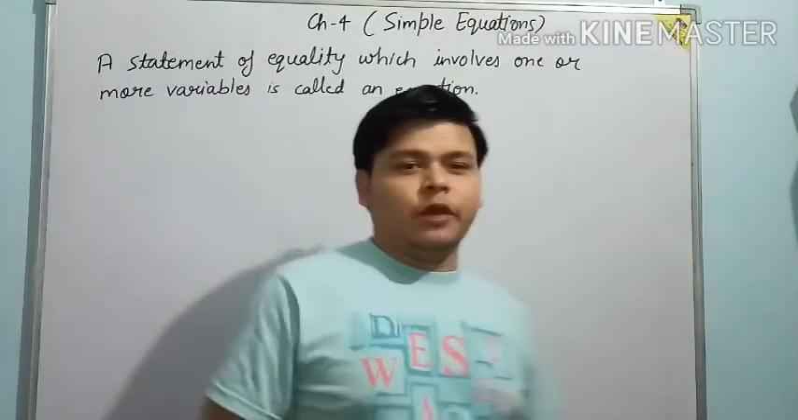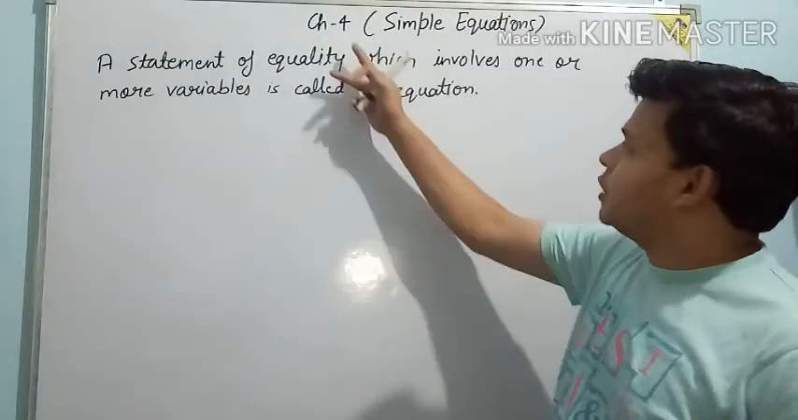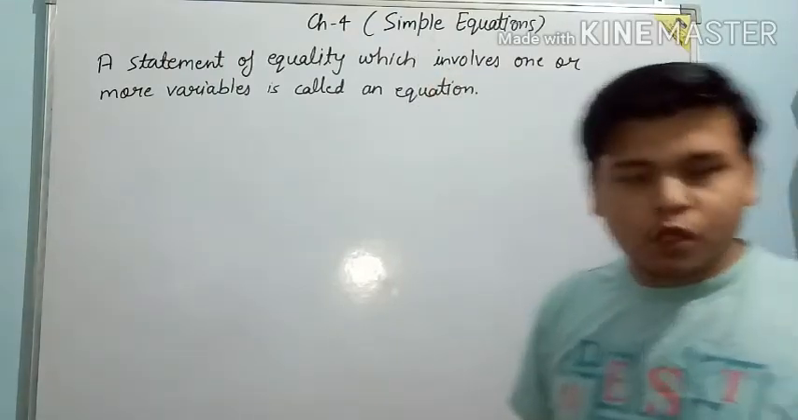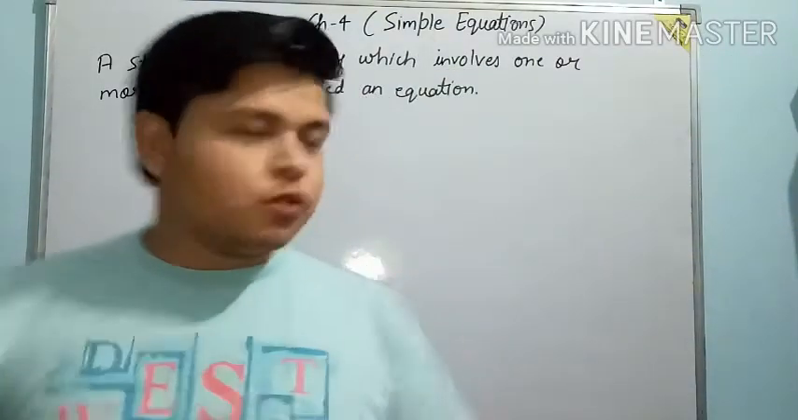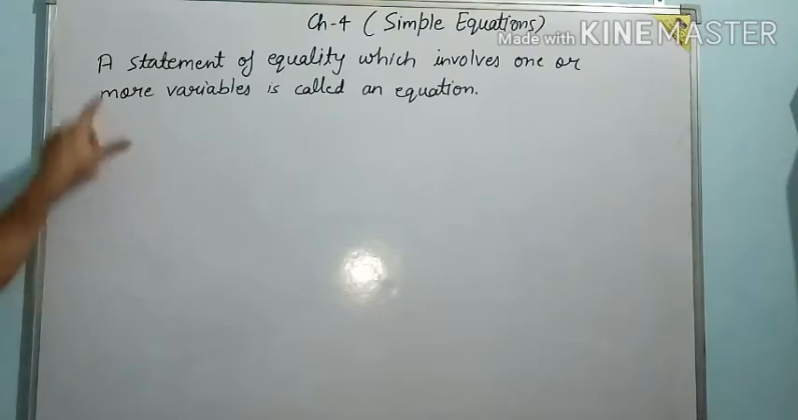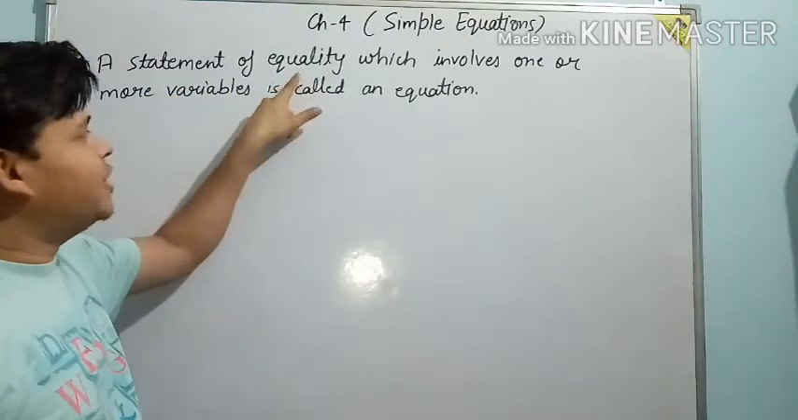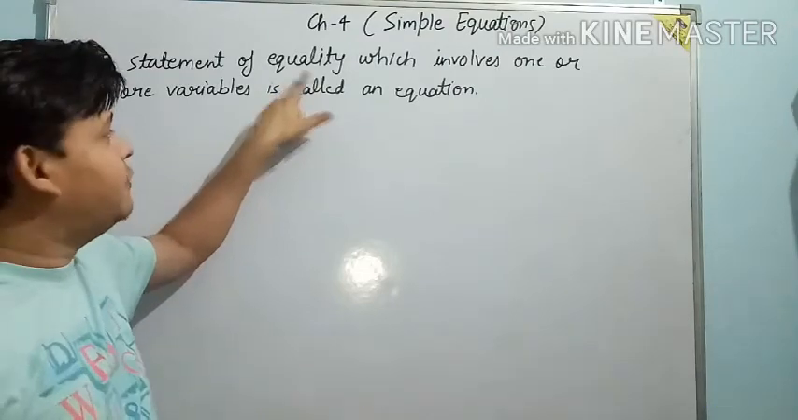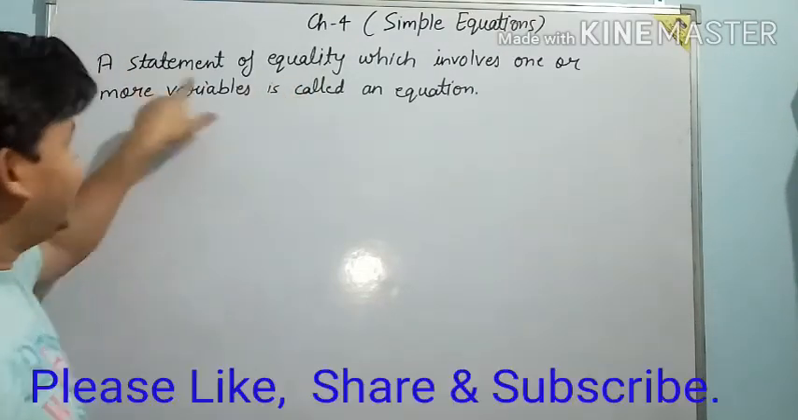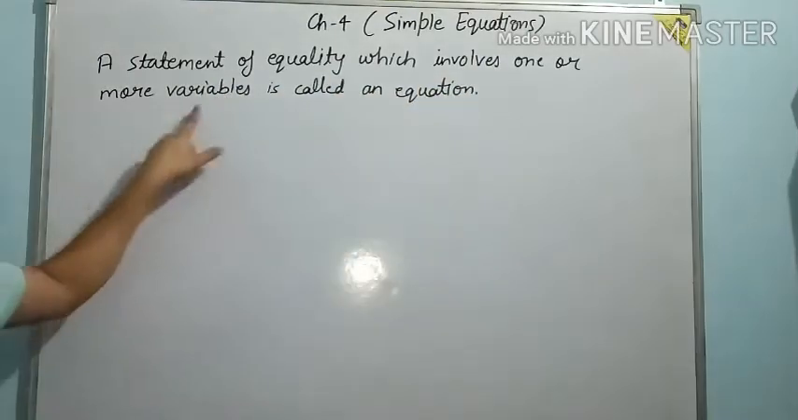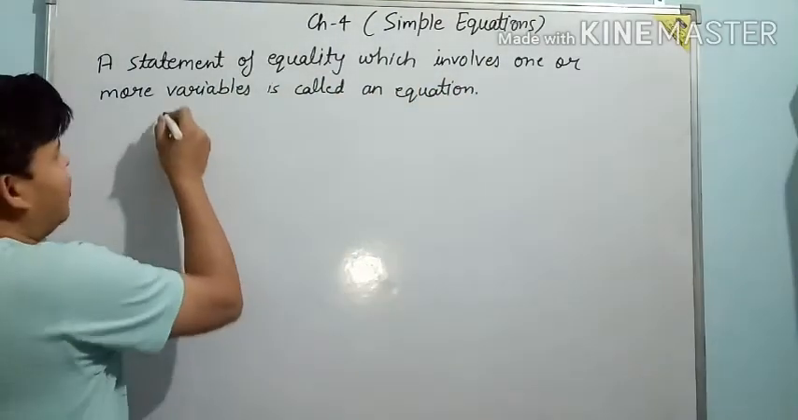Hello everyone. Today we will discuss the new chapter, chapter number 4 of grade 7, that is simple equation. So what is an equation? Let's read the definition of this. It's a statement of equality. This word is very important for this definition. A statement of equality which involves one or more variables is called an equation.